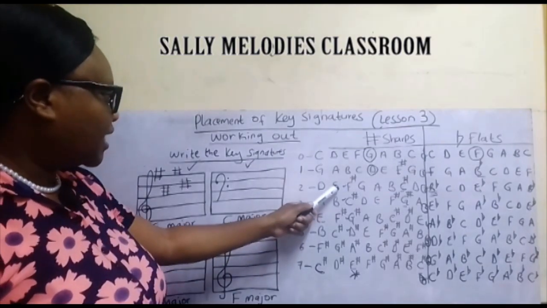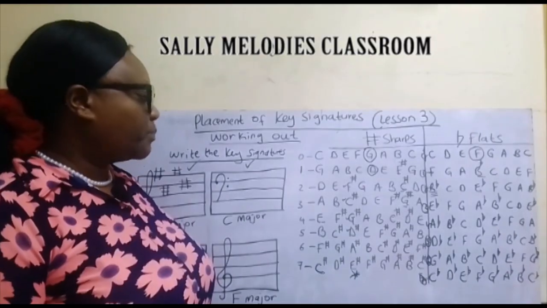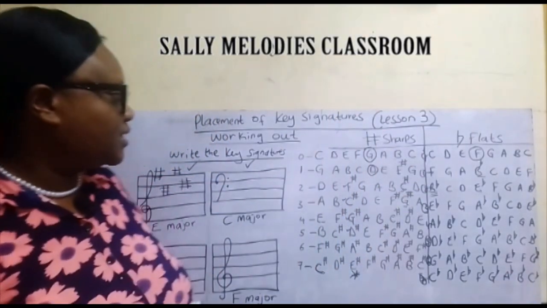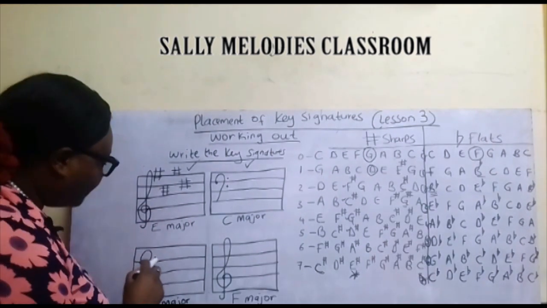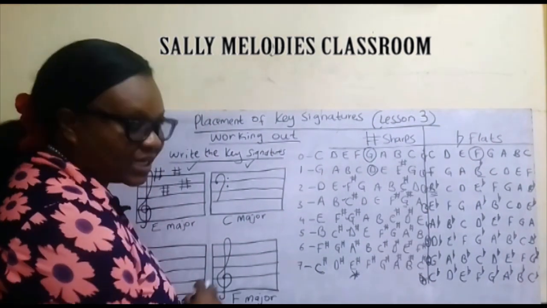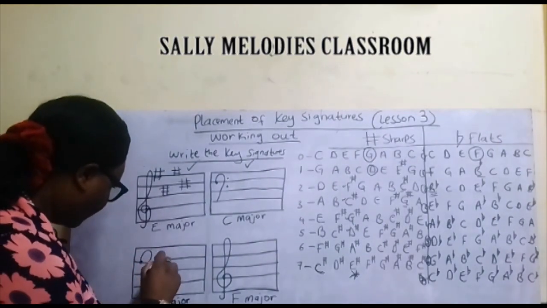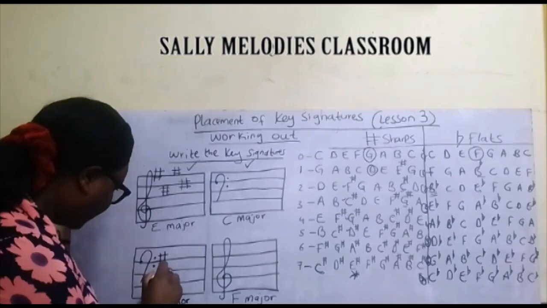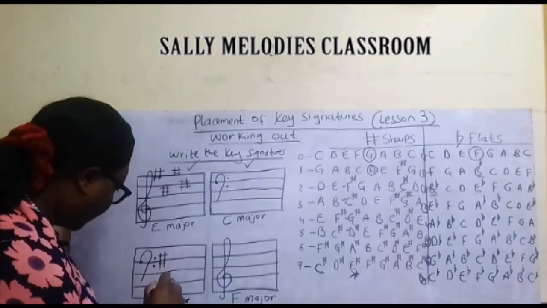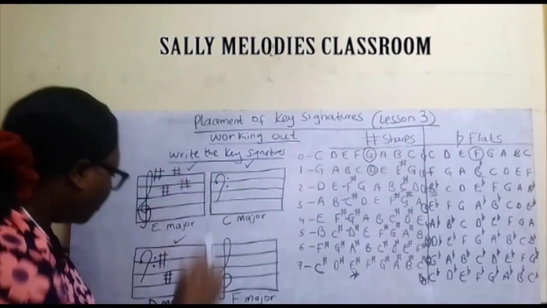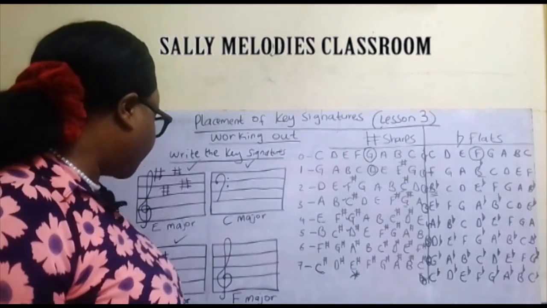D major has 2 sharps. One at F and the other one at C. And remember this is bass clef. So our F is here on this 4th line. And then our C is there. That is how you place your sharps for D major.